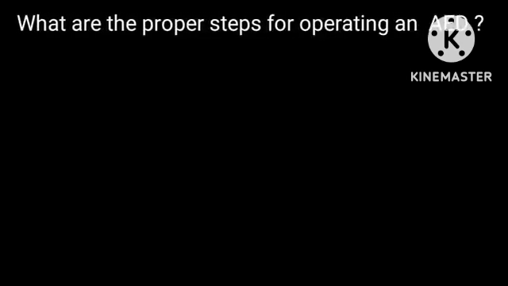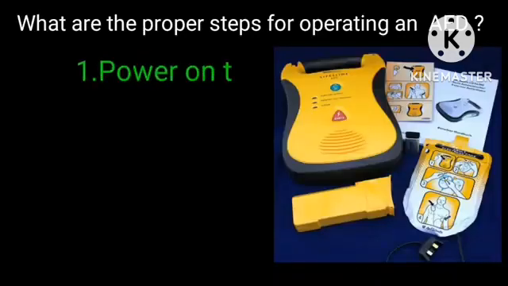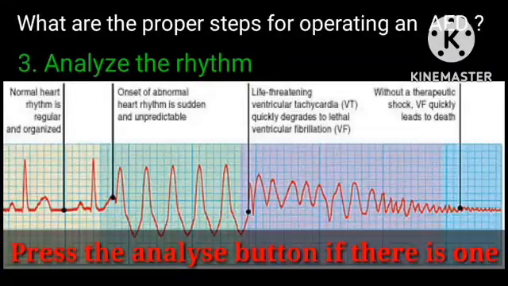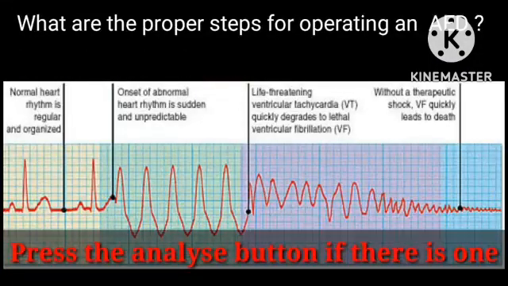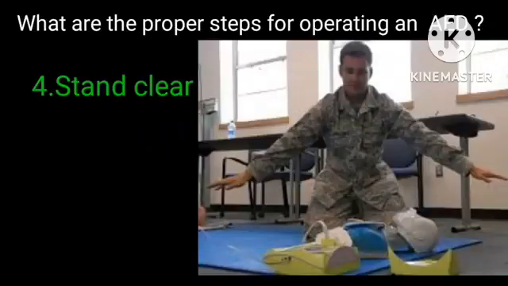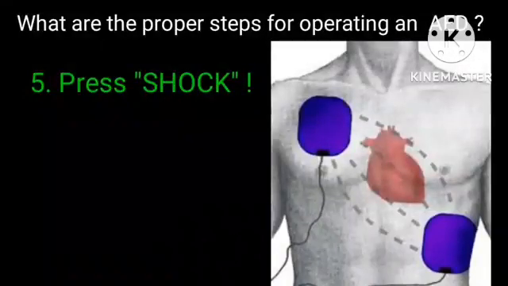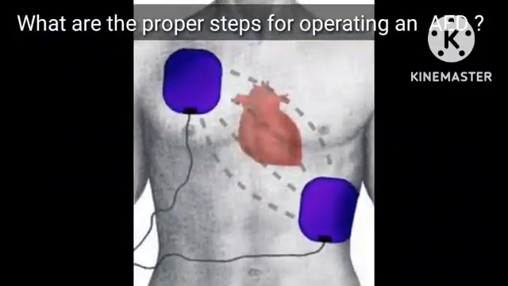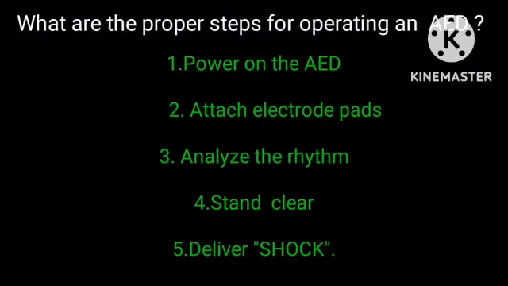What are the proper steps for operating an automated external defibrillator? Power on the AED. Attach electrode pads. Analyzing now. Stand clear. Shock advised. Stand clear. Push to shock. The proper steps for operating an AED are power on the AED, attach electrode pads, analyze the rhythm, stand clear and deliver shock.